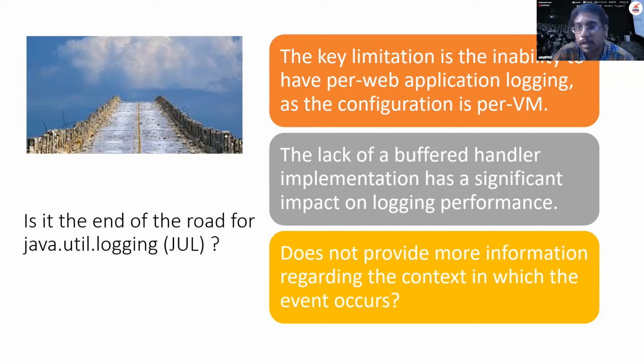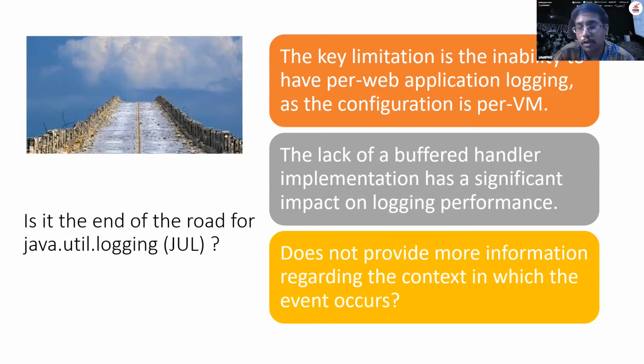So there are always some limitations that one has to deal with, especially when using the Java util logging. Moreover, the lack of a buffered handler has a significant impact on logging performance. And one of the key disadvantages of the Java util logging is that it doesn't provide information about the context in which the event actually occurs.